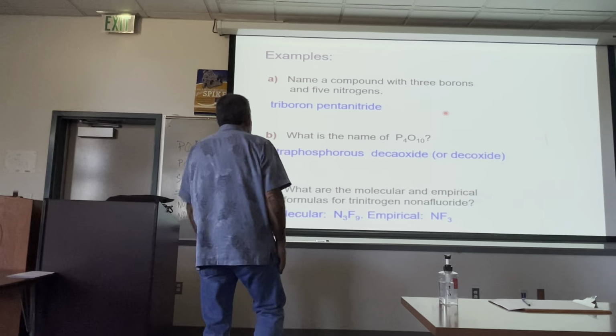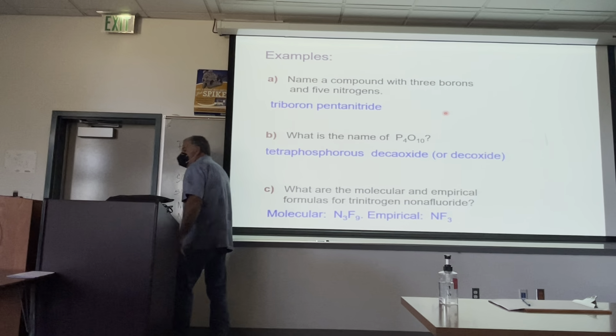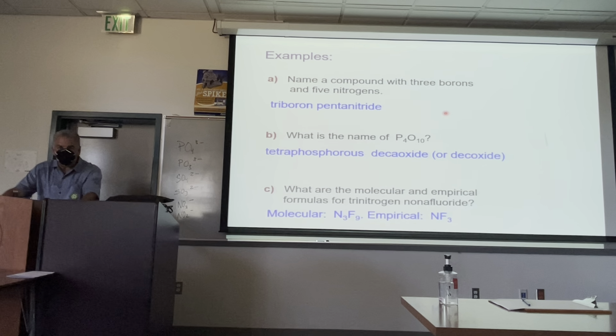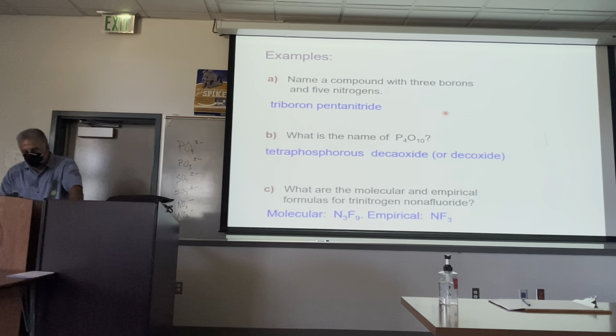Okay. And then what is the name of P4O10? That'd be 4 phosphorus, tetra, and 10 is decaoxide. If you look this up online, it will not say this, it'll call it something else. And you can either say decaoxide and not drop the a, or decoxide and drop the a.